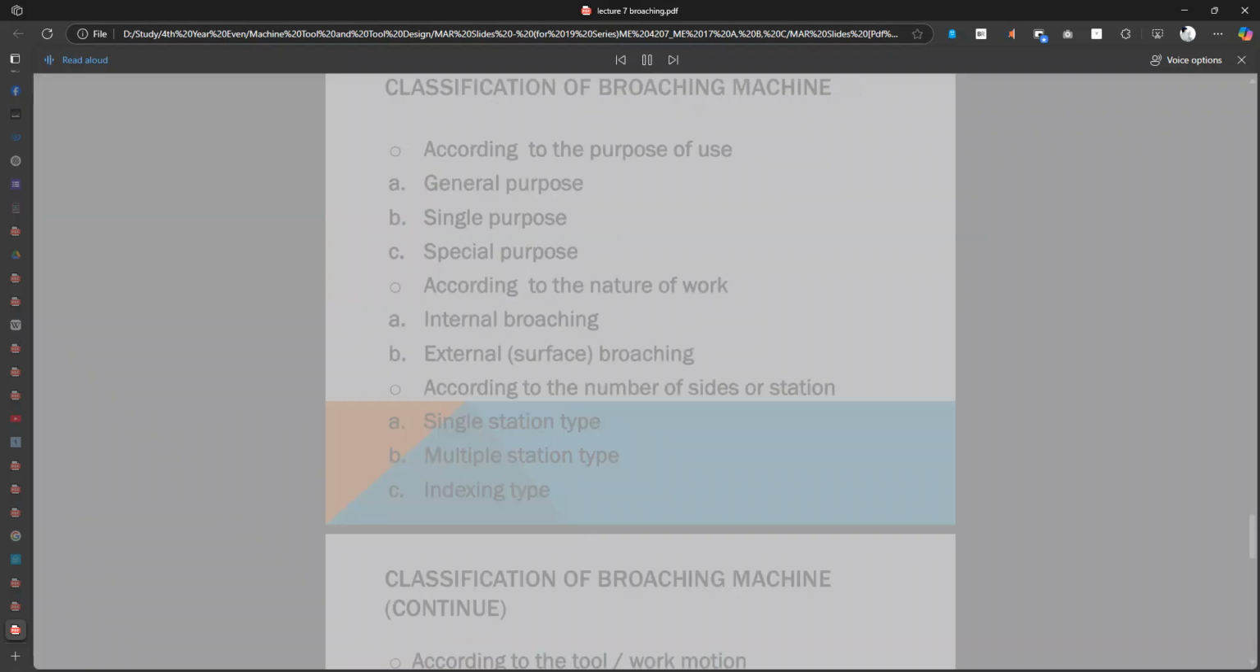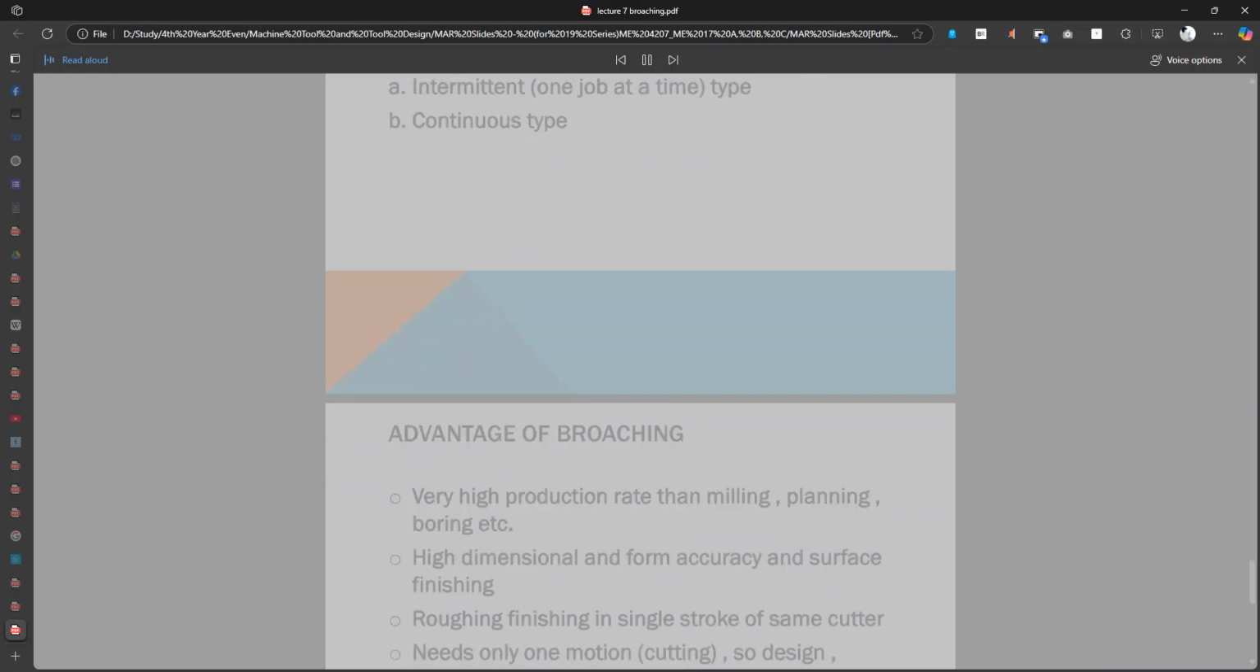Classification of broaching machine. According to the purpose of use: general purpose, single purpose, special purpose. According to the nature of work: internal broaching, external or surface broaching. According to the number of stations: single station type, multiple station type, indexing type. According to the tool work motion: intermittent, one job at a time, type; continuous type.